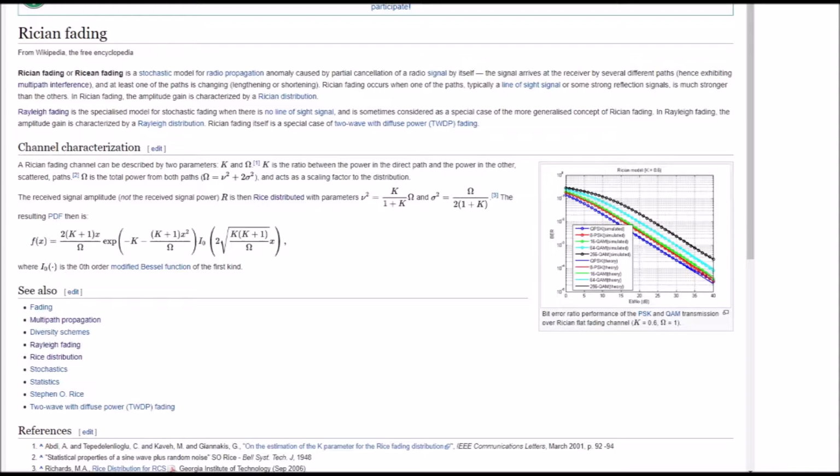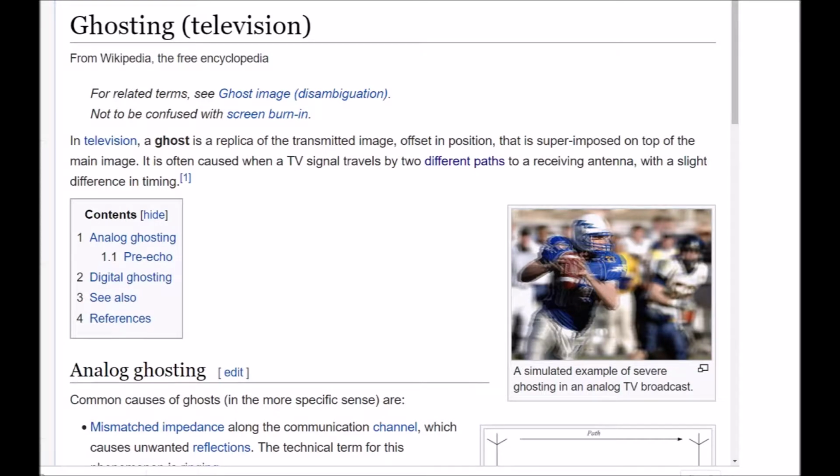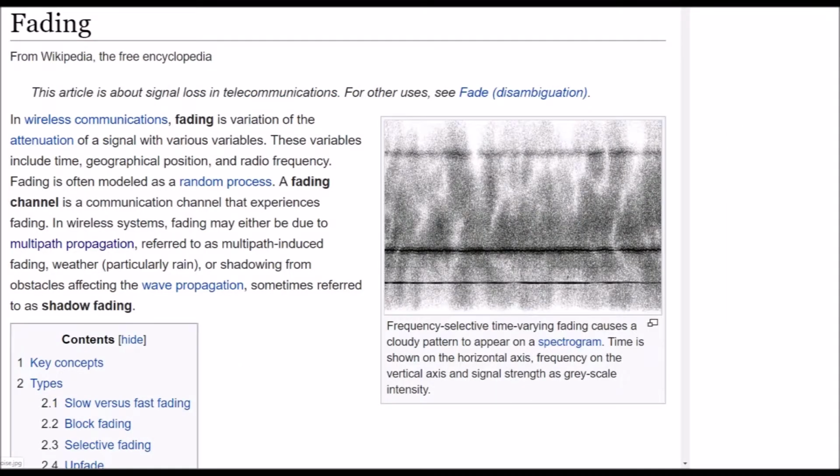Next definition, sort of on the same subject. Multipath interference is a phenomenon in the physics of waves whereby a wave from a source travels to a detector via 2 or more paths, and under the right condition, the 2 or more components of the wave interfere. Multipath interference is a common cause of ghosting in analog television broadcasts and of fading of radio waves.